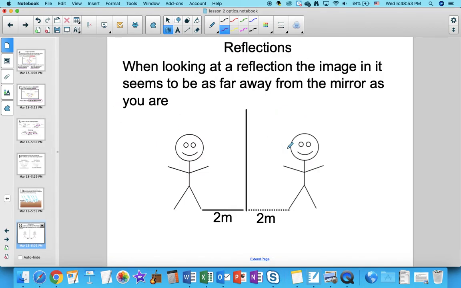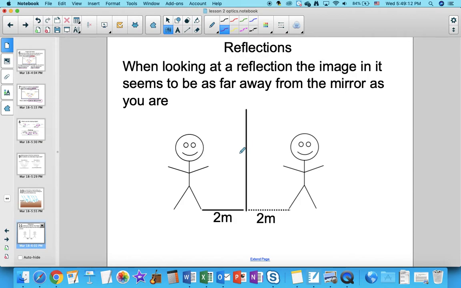When looking at a reflection, the image in it seems as far away from the mirror as you are. So if you were standing 2 meters away from a mirror, your reflection in the mirror would also look like it's standing 2 meters away. And that seems like common sense, right? If you're standing 2 meters away, your reflection looks like it's standing 2 meters away.